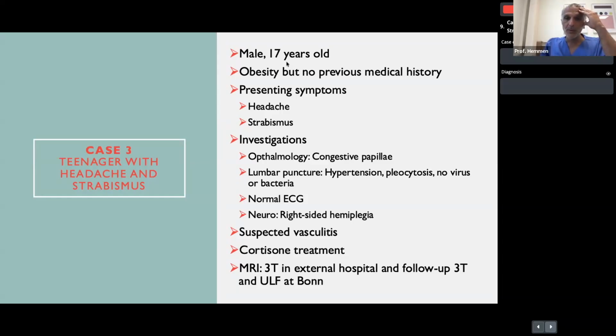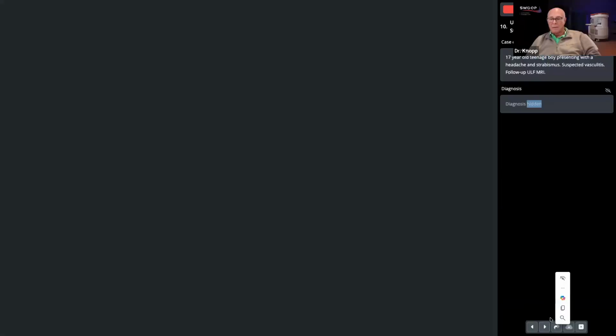So he was then transferred after the initial image in the other hospital to our university hospital, and then also had a 3T and an ultra low field here in Bonn. So maybe we can look at the images. Okay, so let's take a look.